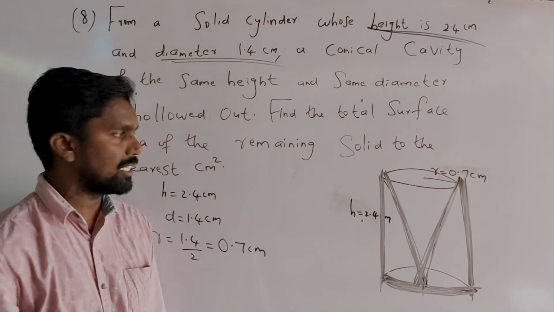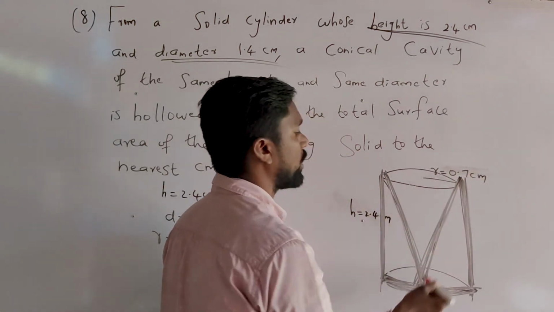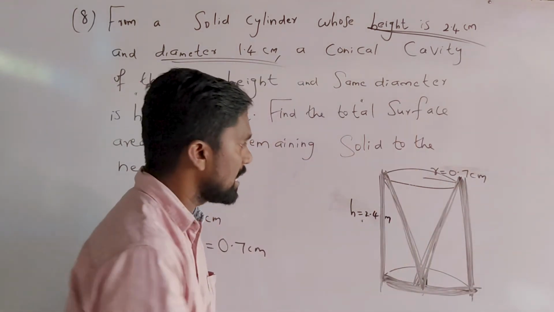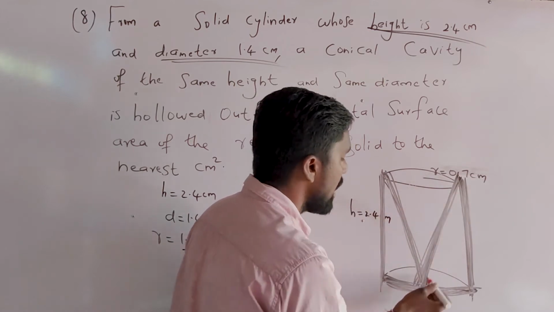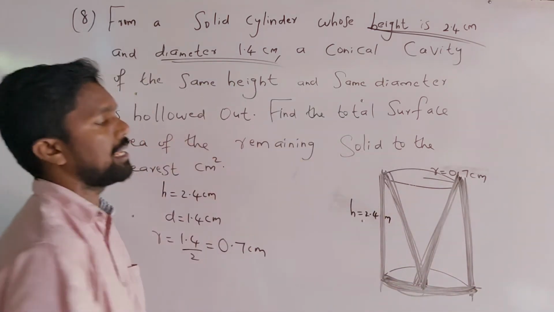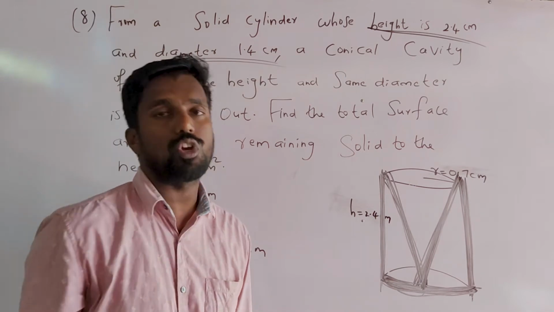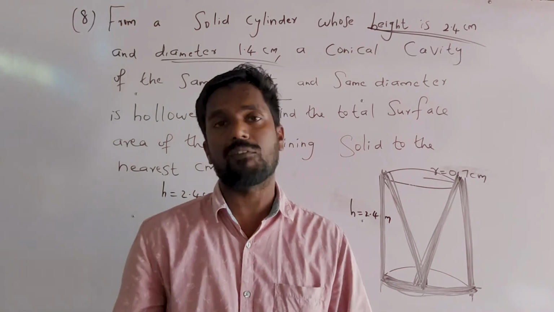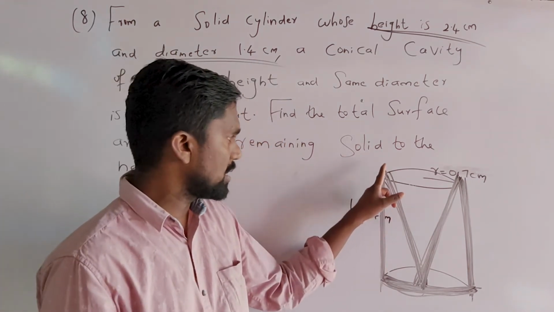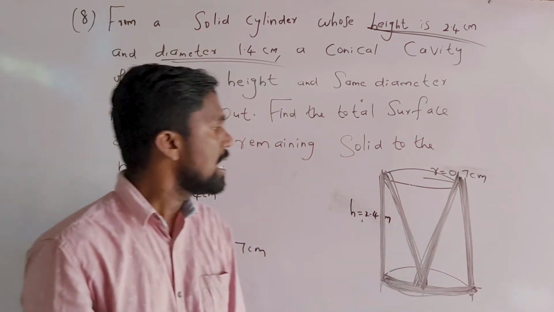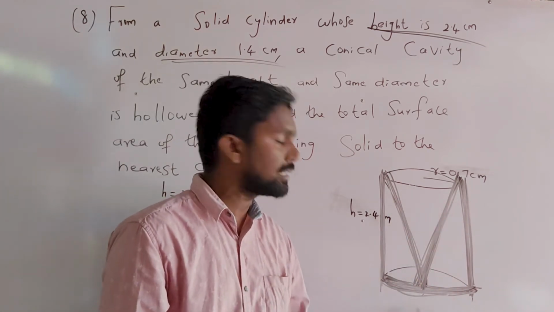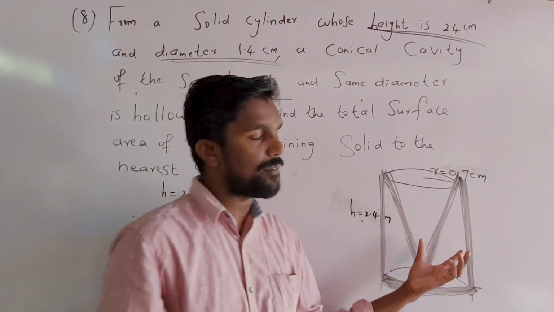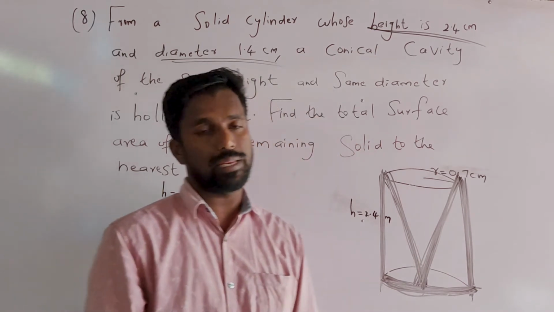One conical cavity is hollowed out, which means this portion also you can see with your eye. CSA of cylinder, CSA of cone, and base area of the cylinder. All the surface area that you can see with your eye, you have to find out: curved surface area of the cylinder, curved surface area of the cone, and the next one is base area of the cylinder. That is the total surface area of the remaining solid.